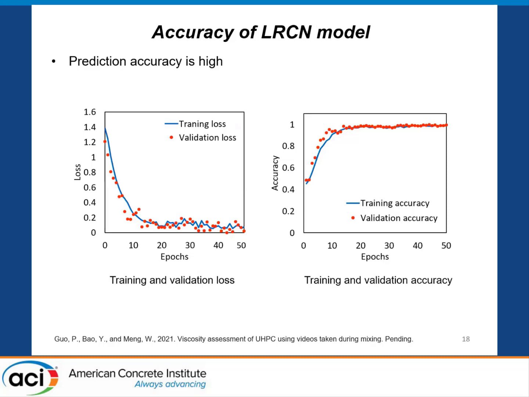If you take a look at the training and validation loss curves, these results are pretty consistent, which means the model is not overfitting or underfitting. Also, the training and validation accuracy results, as you can see here, are very close to 1, which means the model can provide a very high classification accuracy.